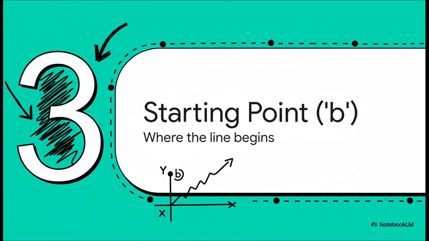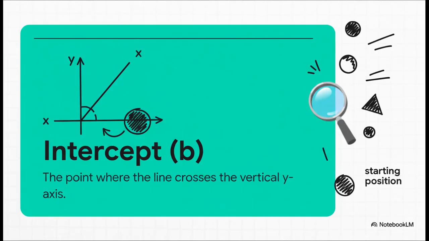Now for the second part of the code, the starting point, which is b. So if a tells us the direction of the journey, b tells us exactly where that journey begins. The official term for b is the intercept. More specifically, it's the y-intercept. But that's just a fancy way of saying it's the exact point where our line crosses that vertical y-axis. It's our line's home base, its starting position on the map.